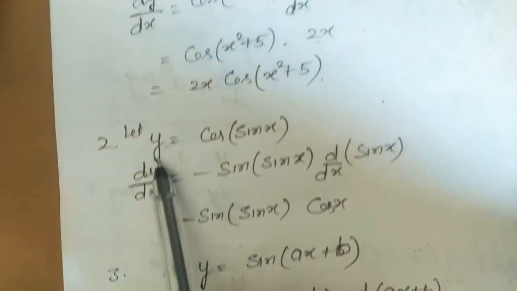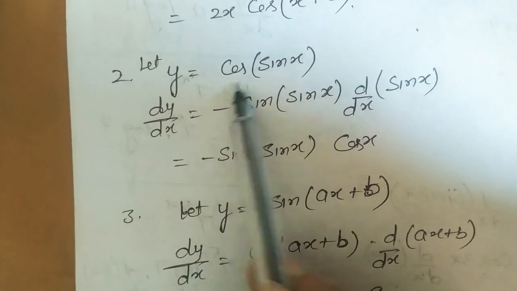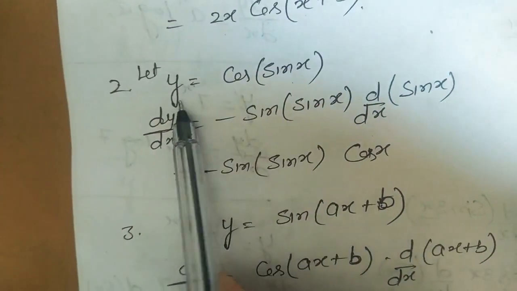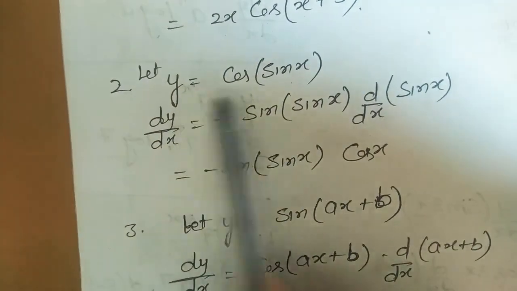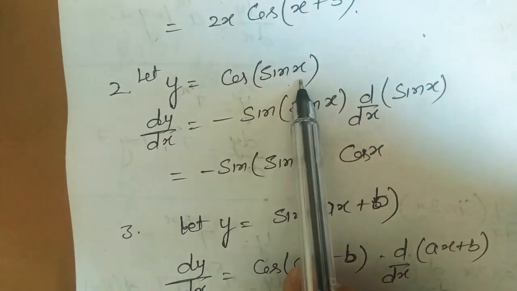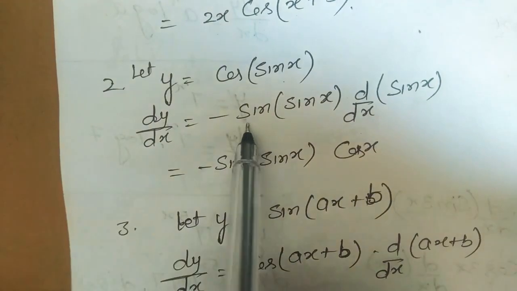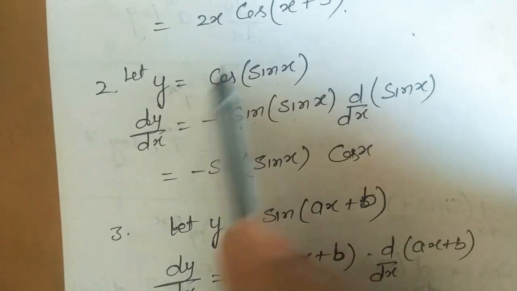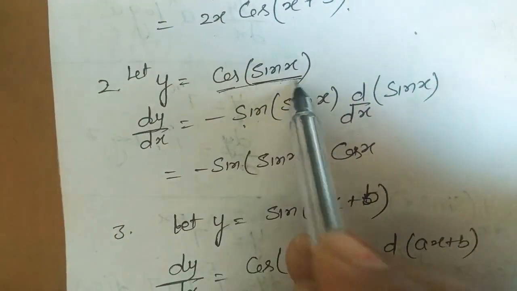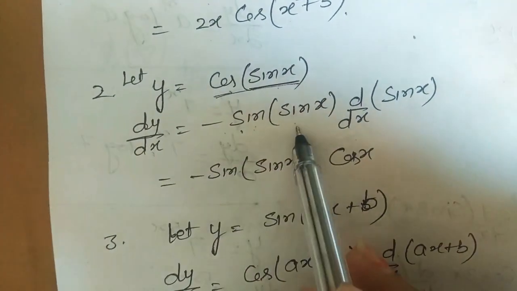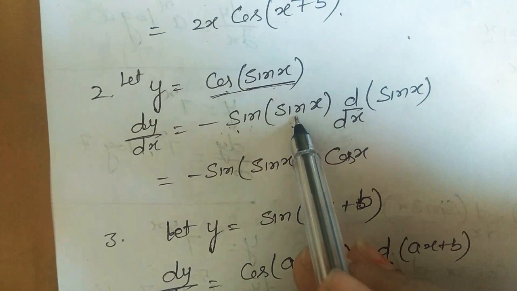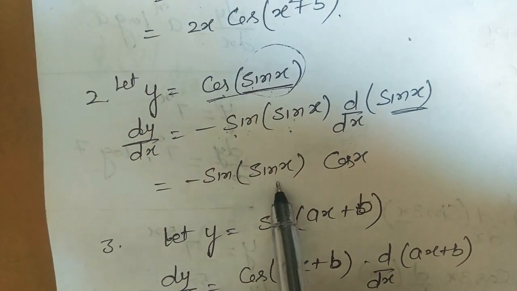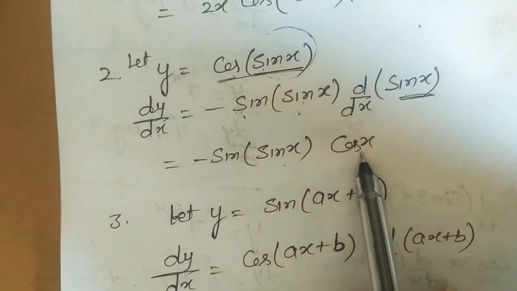Now suppose in the second question, cos of sin x is given. Cos sin x. We have to find out the derivative of this. So I am taking this as y. So what is the derivative of this? Cos derivative is minus sine of sin x. It is minus sine. And this is suppose cos x. So what is the derivative of cos x? Minus sin x. So it is minus sine of sin x and the derivative of sin x. So it will be minus sine of sin x into sin x derivative, which is cos x.